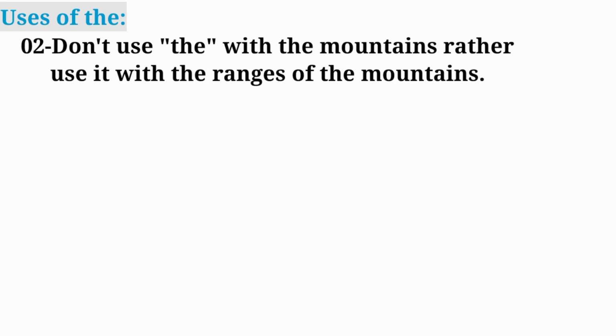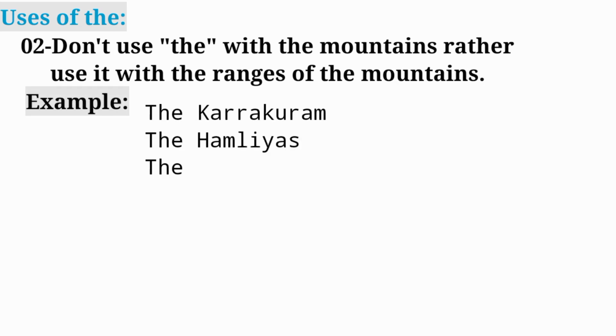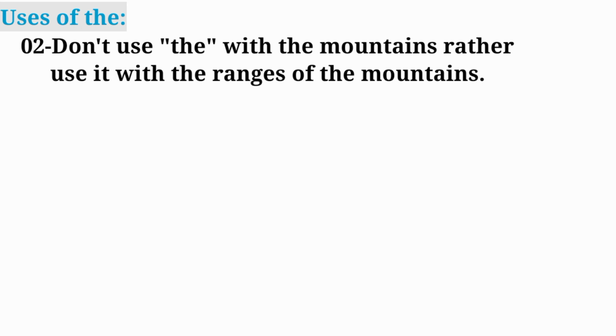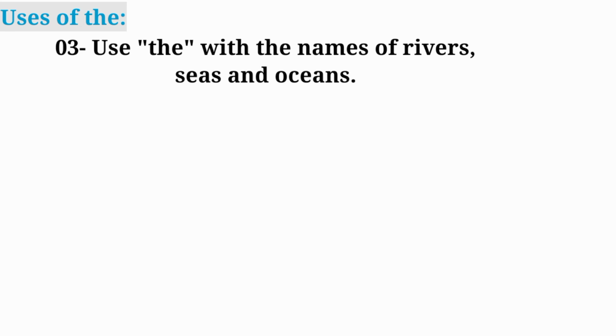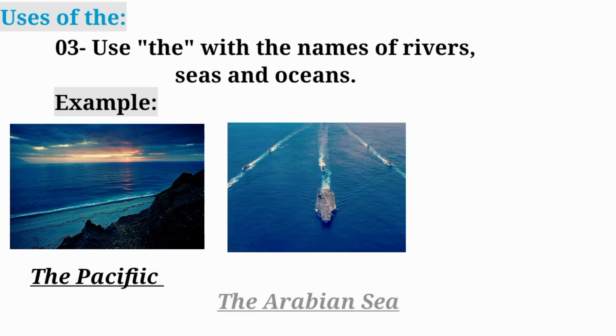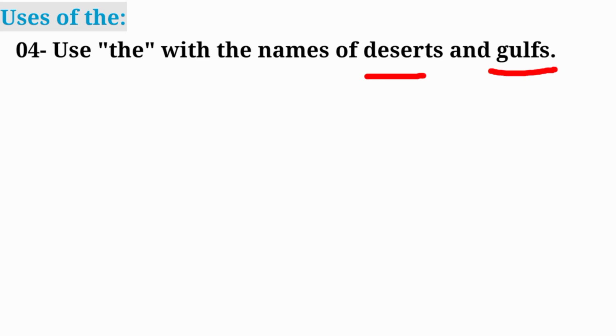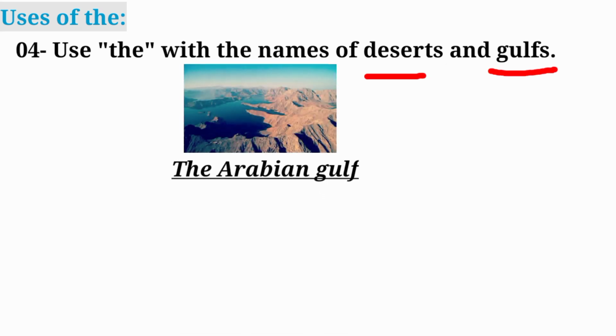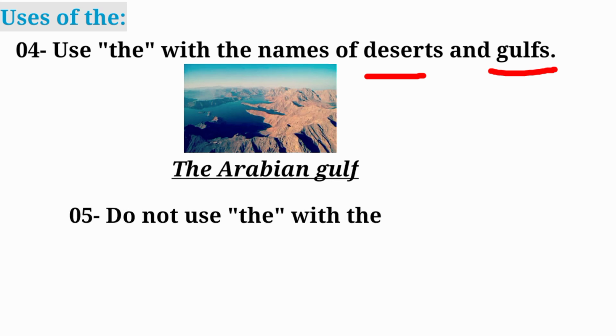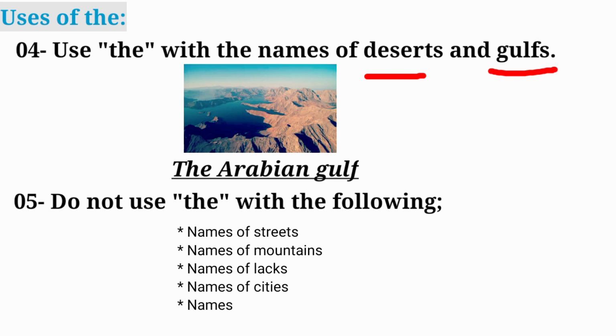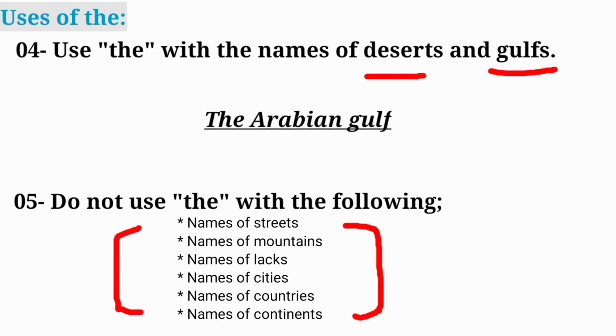Let's move to the second use of the. Don't use it with mountains, rather use it with the ranges of mountains. For example, the Karakoram, the Himalayas, the Hindu Kush. Number 3. Use the with the names of rivers, seas and oceans. For example, the Pacific, the Arabian Sea, the Nile. Number 4. Use the with the names of deserts and gulfs. The Arabian Gulf. Number 5. Do not use the with the names of streets, mountains, lakes, cities, countries and continents.